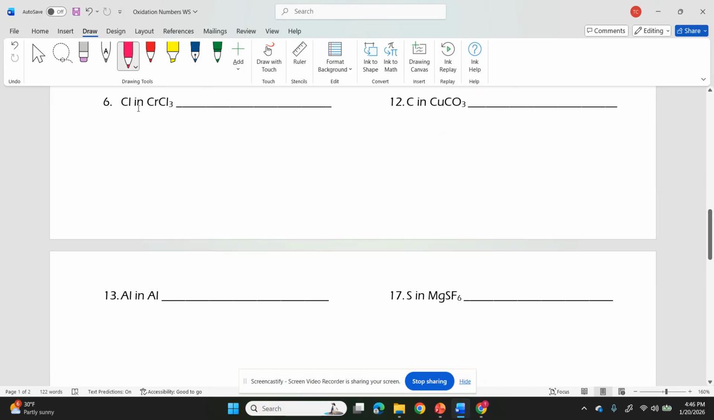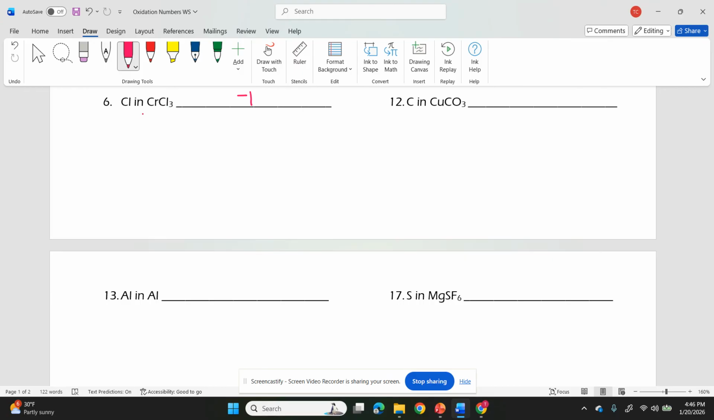Number 6. Number 6 is special because you can actually solve it 2 different ways. One of the ways is you can actually look at rule number 8 that says halogens are typically going to be a -1 unless another rule applies. The other way that we could look at this, if you don't want to look at that rule, is by looking at rule number 7.